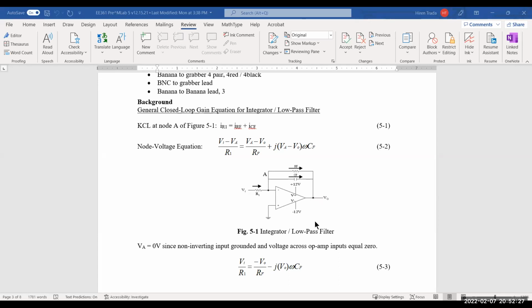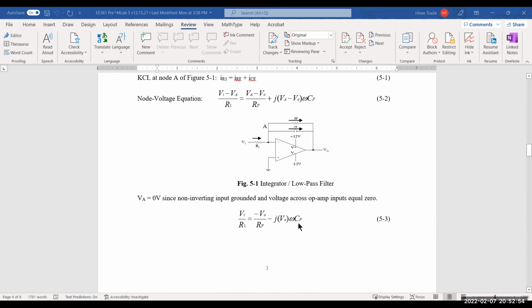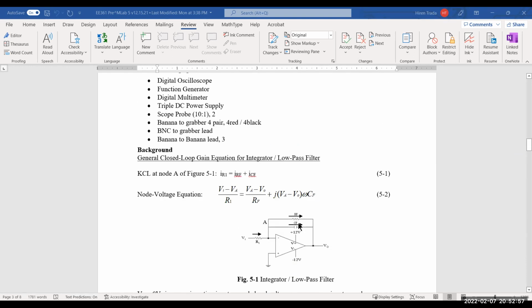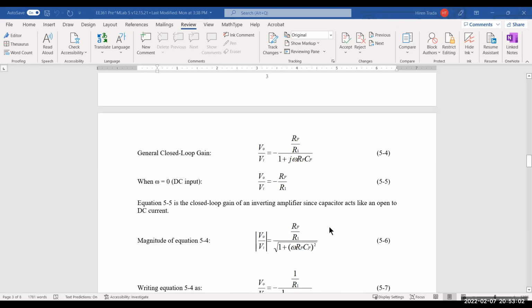In the time domain, the output of this circuit will be an integral of the input signal, in this case VO and VI. So VO would be an integral of VI, and the output is shown in equation 9. You can see VO is the integral of VI dt. If we analyze the same circuit in the frequency domain, we can prove that it works as a low-pass filter, which is shown here in equation 4.